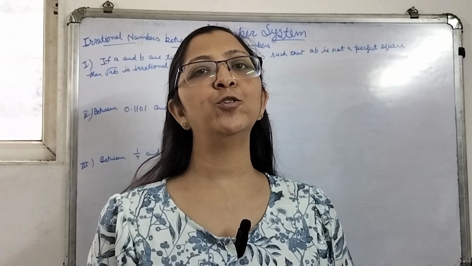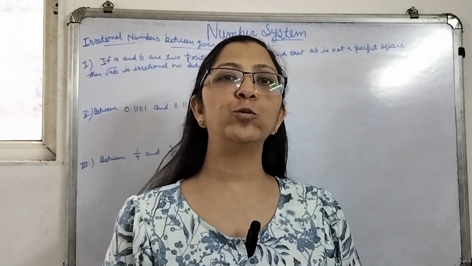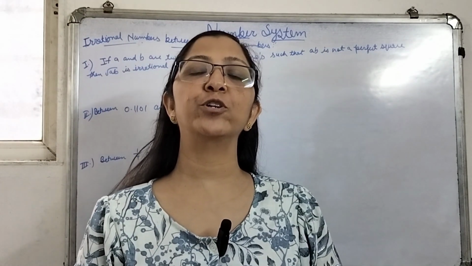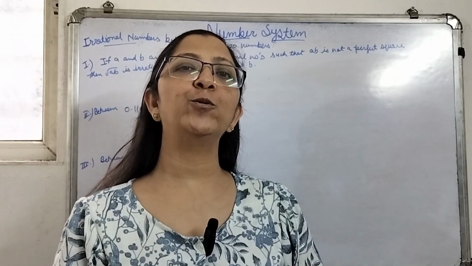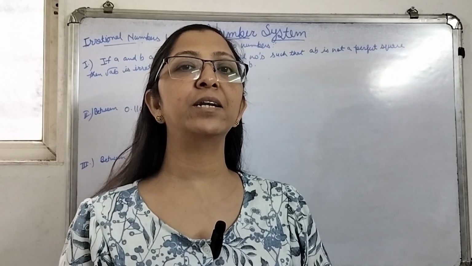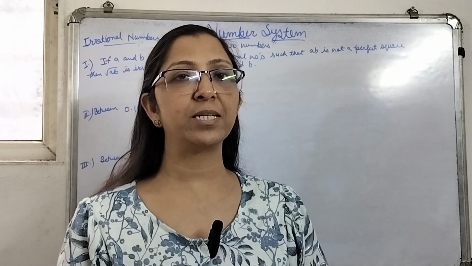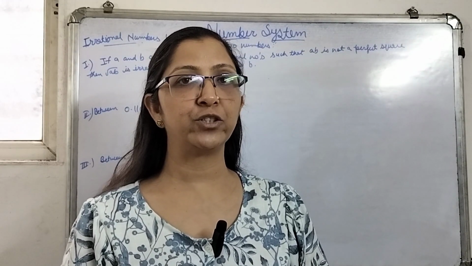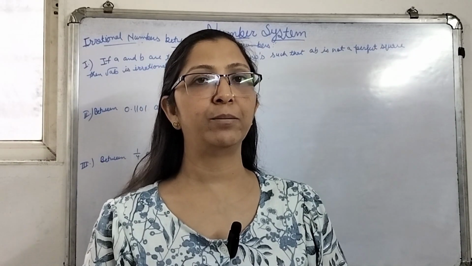Now let's see how to find irrational numbers between any two given numbers. We know that the numbers which cannot be represented in the form of P upon Q, where Q is not equal to 0 and P and Q are integers, are known as irrational numbers. And the decimal representation of irrational numbers is of the non-terminating, non-repeating type. Now let's see how to find an irrational number between any two given numbers.